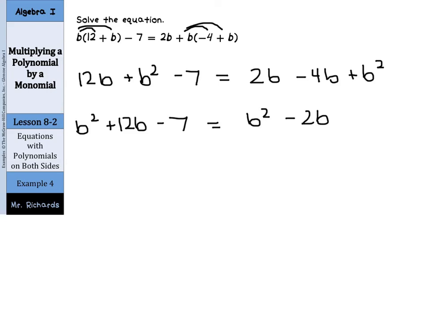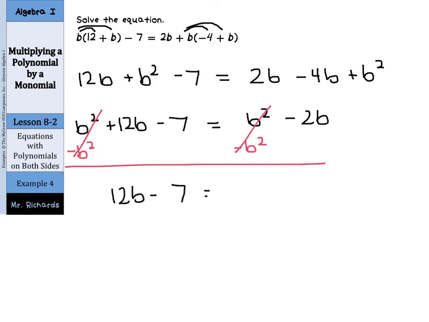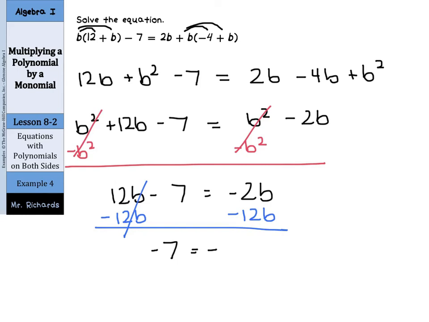Let's go ahead and work our way down to a single variable, solving for a variable still, but let's get rid of our highest degrees first. So if we subtract b squared from both sides here, a nice thing kind of happens. Those both cancel. And so we're left with 12b minus 7 equals a negative 2b. And if I work to get all my variables on one side of the equation by subtracting 12b from both sides, I'm left with negative 7 equals negative 14b.